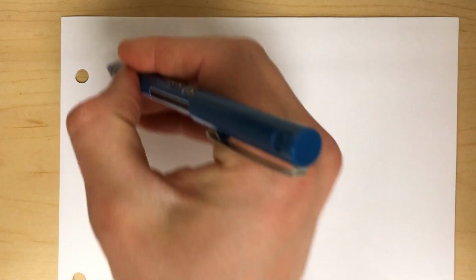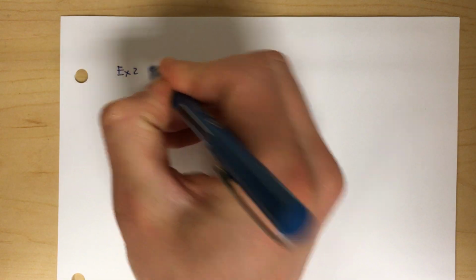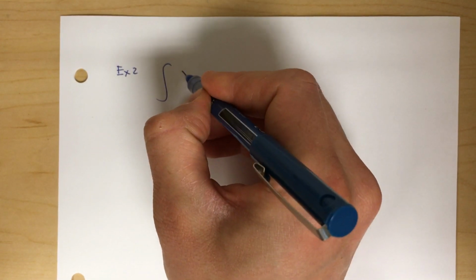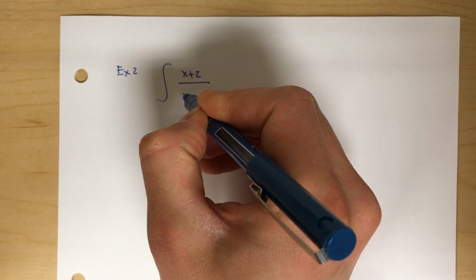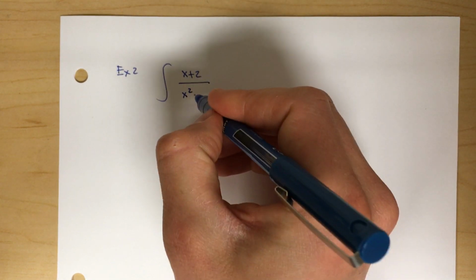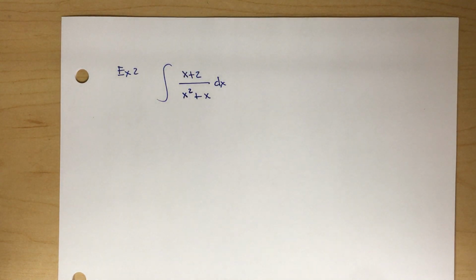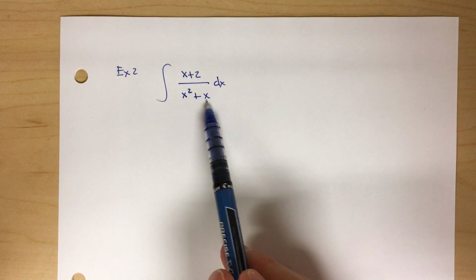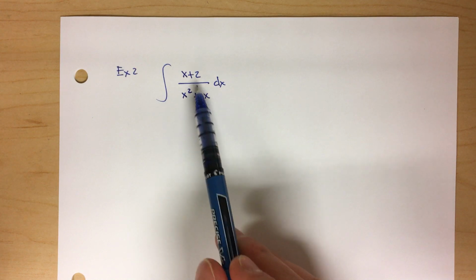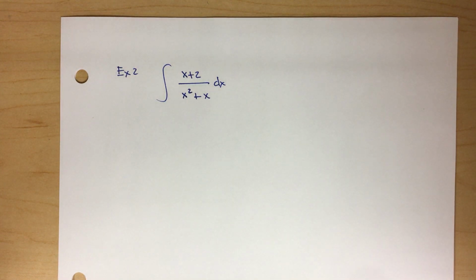All right, let's try another example. Let's try this example. Antiderivative of x plus 2 divided by x squared plus x dx. Now, the derivative of x squared plus x is 2x plus 1, which is almost a multiple of that, but it's not. So we're going to have to see if we can use partial fractions here, because this is just not going to work otherwise.